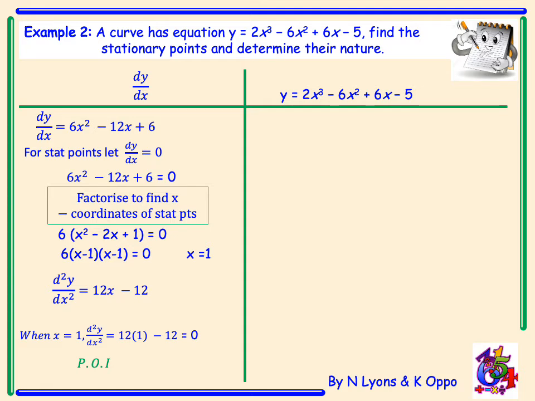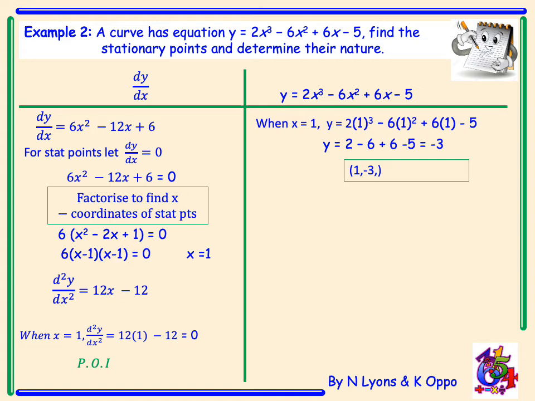But where is this point of inflection? Well, to find that, I'm going to take x is 1 and substitute it into the original function, y equals 2x cubed minus 6x squared plus 6x minus 5. So when x is 1, y equals minus 3 in this case. So I have got a stationary point at location (1, negative 3), but I need to know what type of point of inflection this is. Is it a rising point of inflection or a falling point of inflection?